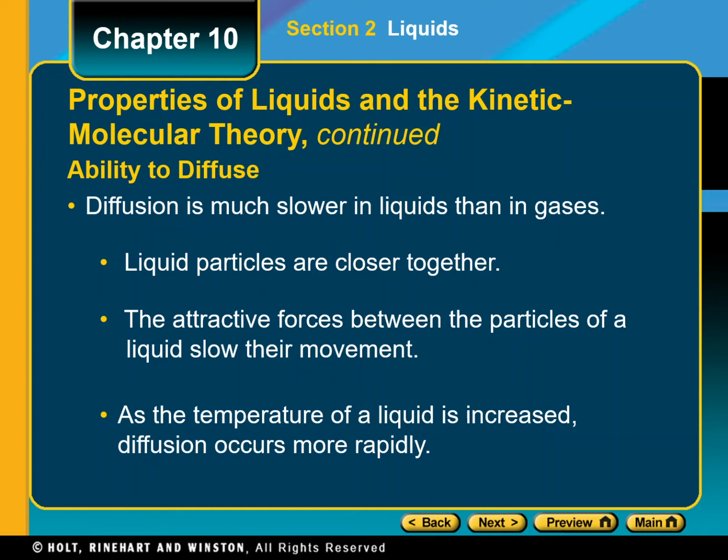Yet diffusion is much slower in liquids than in gases because liquid particles are closer together. Also, the attractive forces between the particles in a liquid slow their movement. As the temperature of the liquid is increased, diffusion also occurs more rapidly. The reason is that the average kinetic energy, and therefore the average speed of the particles, is increased.